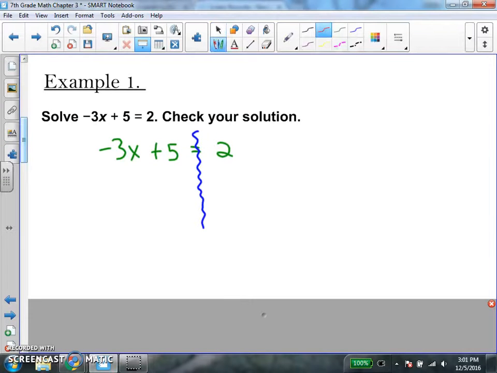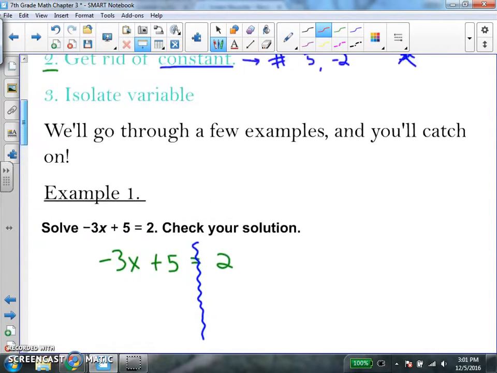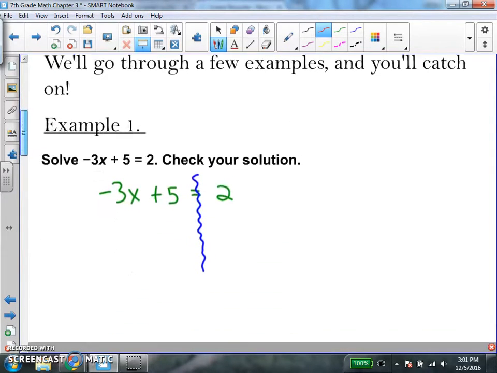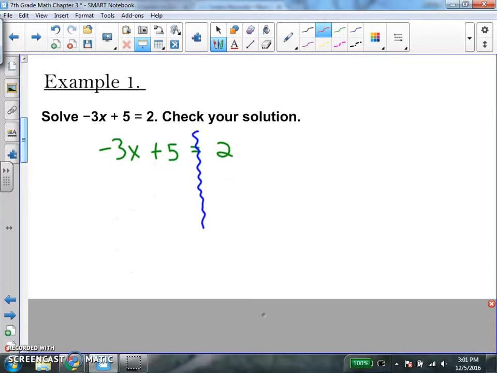Second step, if you don't remember, go back to your list. Number 2, get rid of the constant. What is our constant in this problem? What is just the number that's on the same side as your variable? Remember, we're trying to get x all alone. So the constant we should focus on is just the number that's on the same side as our variable, which in this case is x.